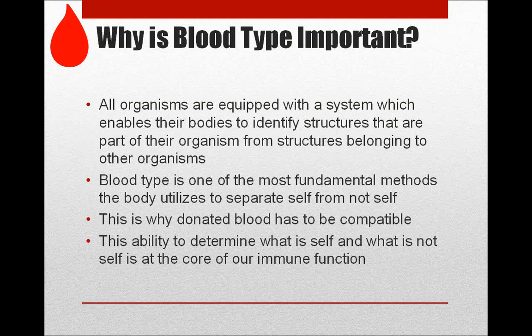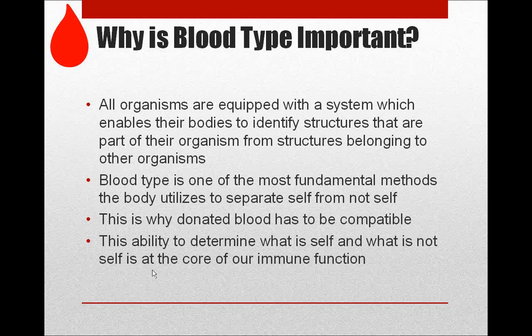Basically, every single organism has a very simplified system of identifying self or not self. They are equipped with different systems, little chemical mechanisms, that allow them to see if something belongs to them or not. It's kind of like a lock and key system to see if they match. Sometimes things come in that mimic those that don't belong, and it confuses our system. But the blood type is one of the most fundamental methods the body utilizes to determine self or not self. That's why when you're donating blood, it has to be compatible.